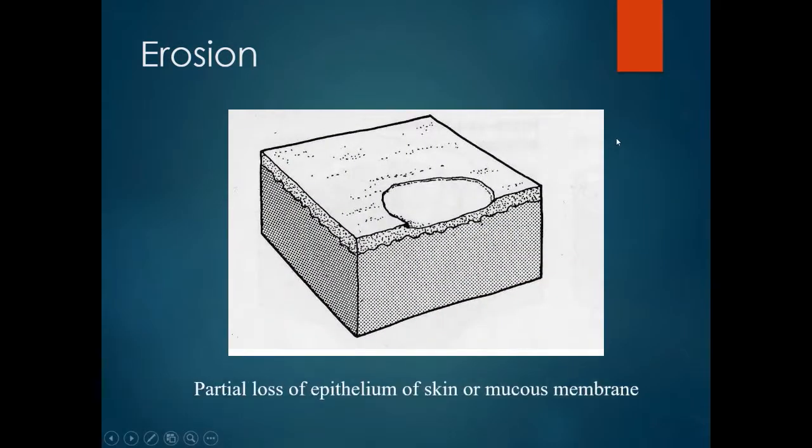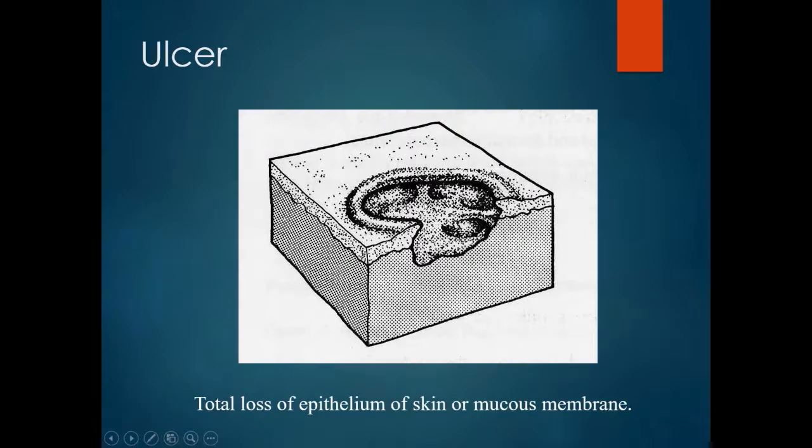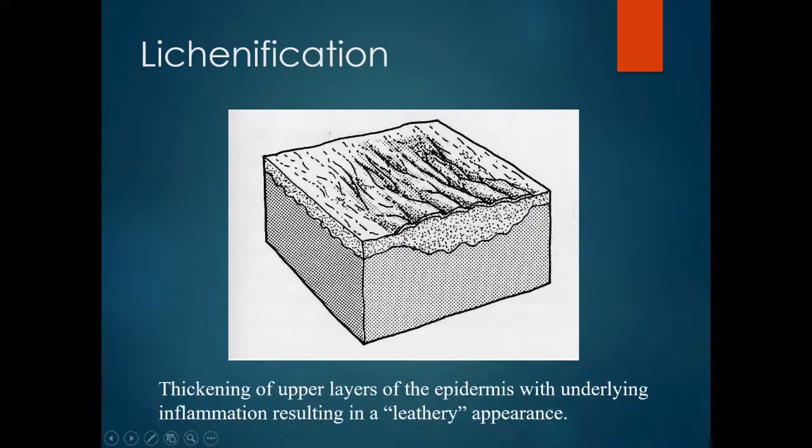Erosion is partial loss of the epithelium of skin or mucous membrane. An ulcer, which is the total loss of epithelium of the skin or mucous membrane. And lichenification is thickened, rough skin, usually due to an underlying inflammatory process, giving it this leathery appearance and often made worse by scratching of the area, which causes a reactive thickening. We will now go on to cover some common dermatological conditions.